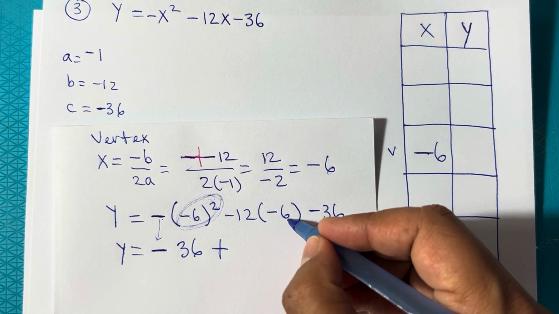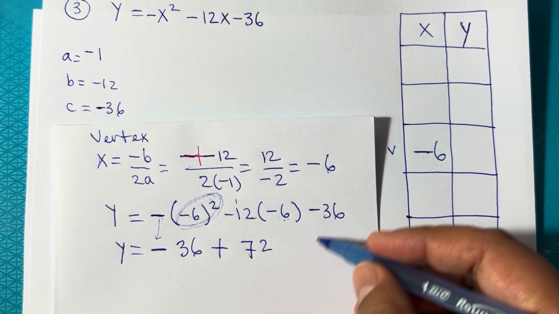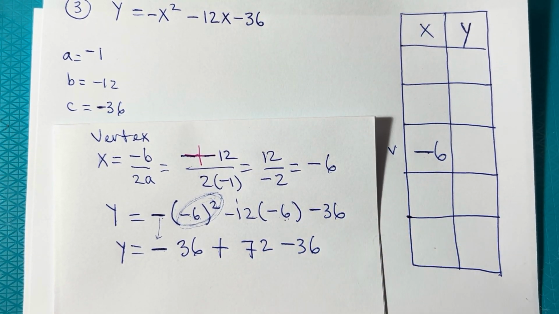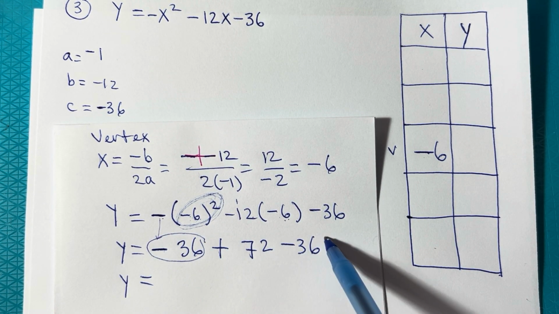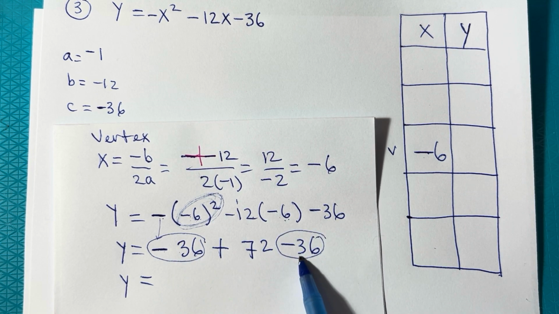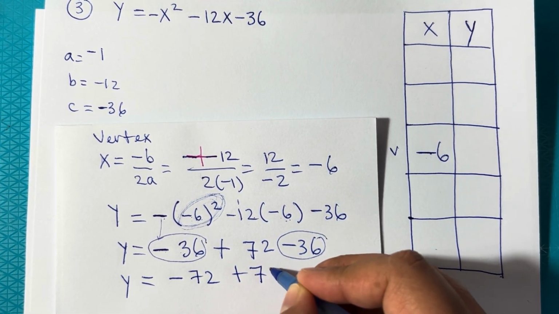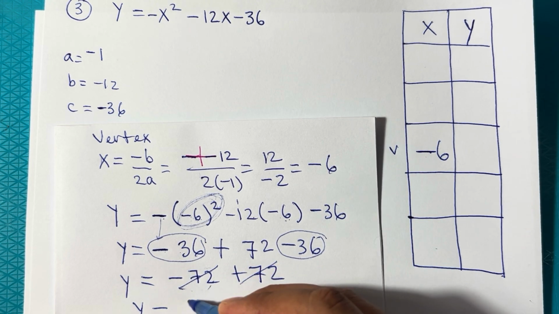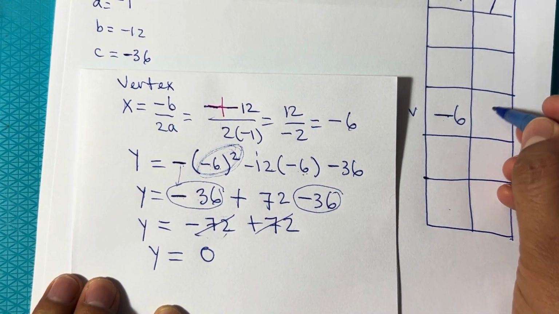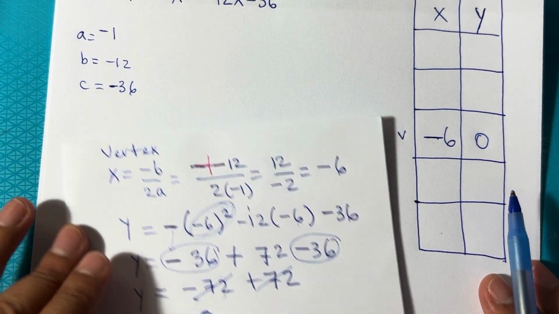12 times 6, well, 6 times 2 is 12 and carry 1. 6 times 1 is 6 and 1 is 7. Bring down -36. In this case, we have two negatives, so those are the ones that we're going to combine first. -36 and -36 is -72. Bring down the plus 72. When we have a negative and a positive of the same number, they cancel each other, and then your answer will be 0. So y is 0 for my vertex.